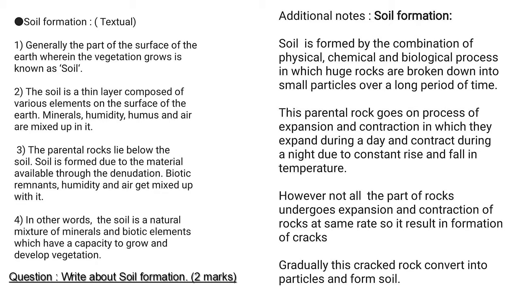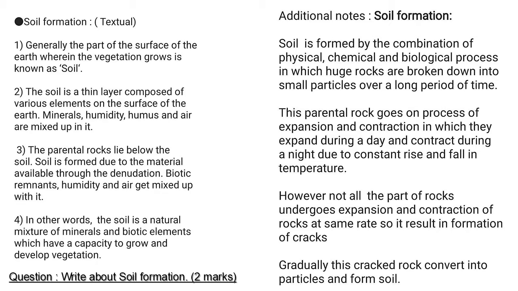The parental rock breaks down because of the process of denudation, and then biotic remnants, humidity and air get mixed up with it. In other words, the soil is a natural mixture of minerals and biotic elements which have a capacity to grow and develop vegetation. So again it is said over here that soil is a natural mixture which comprises different minerals and biotic elements, and it has a capacity to grow vegetation.